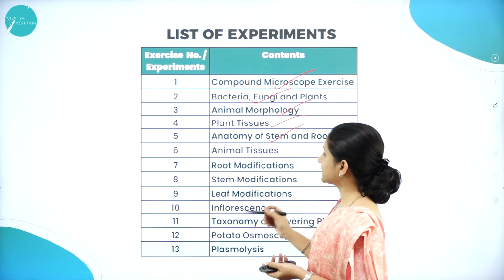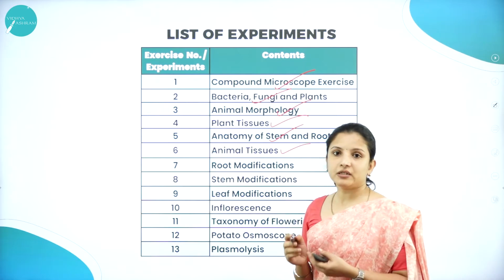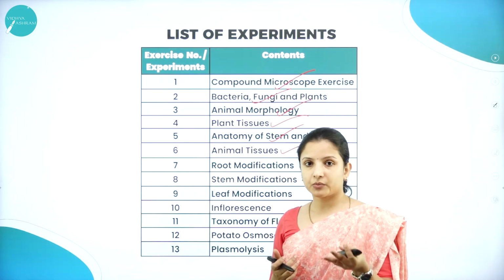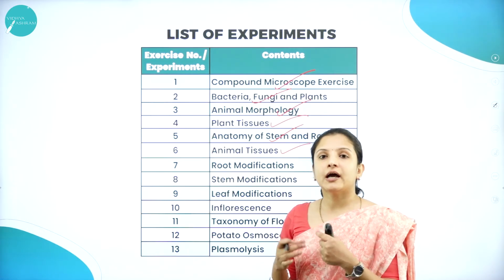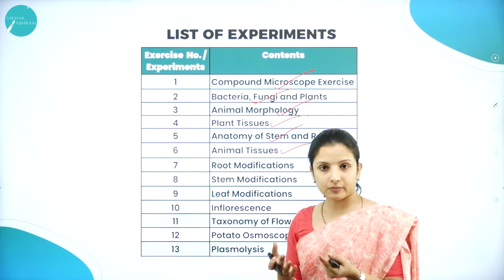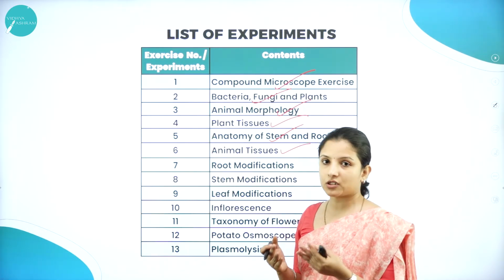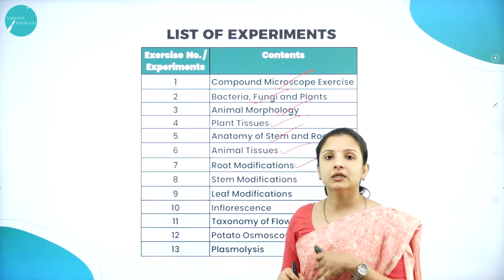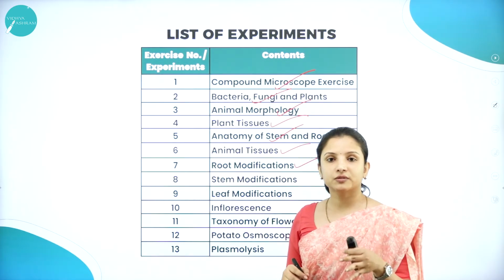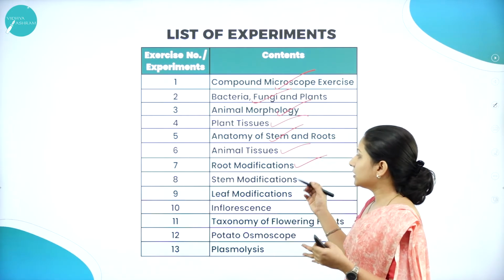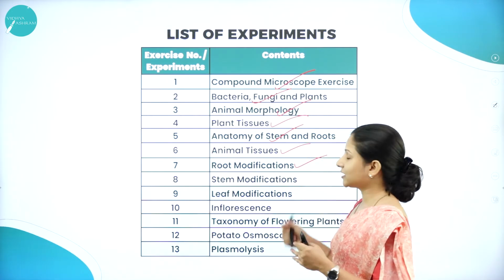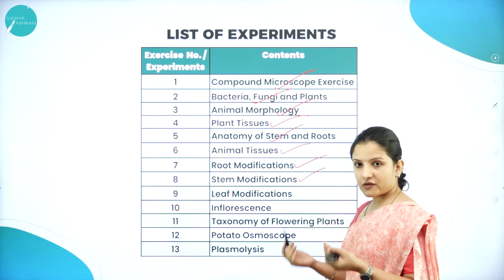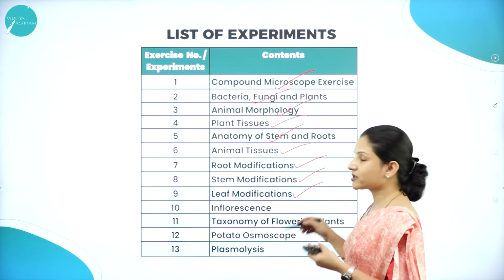Next, under experiment 6, you will study the animal tissues. For animal tissues, a permanent slide will already be prepared. That slide you can focus, and you have to identify what that animal tissue is based on the structure of the tissue. Next, you study root modifications like prop roots, secondary roots, lateral roots, primary roots. All those different modifications you will understand by taking the section of the root. So root modification, then stem modification, then what are the modifications in the leaf.